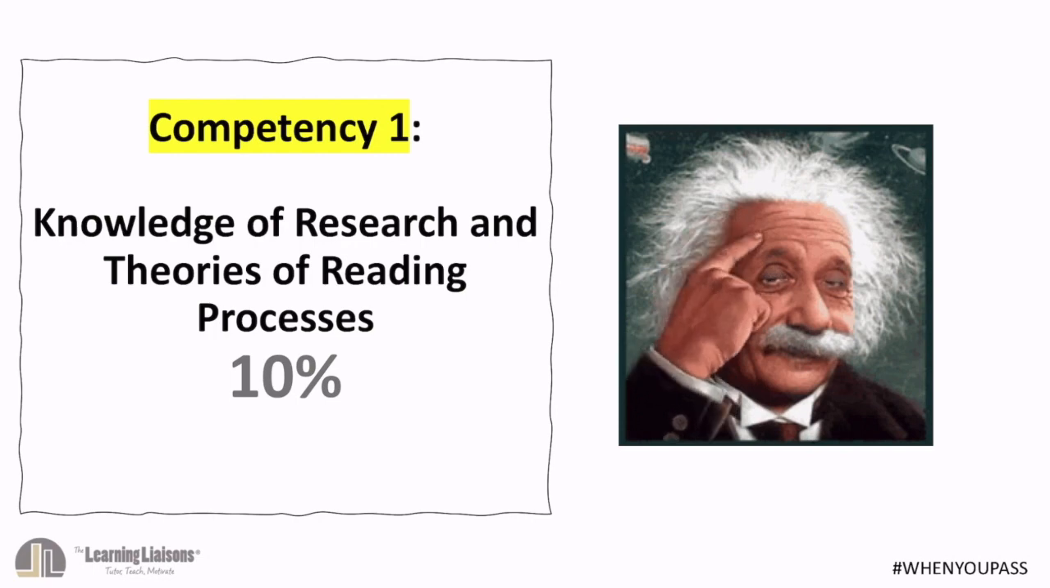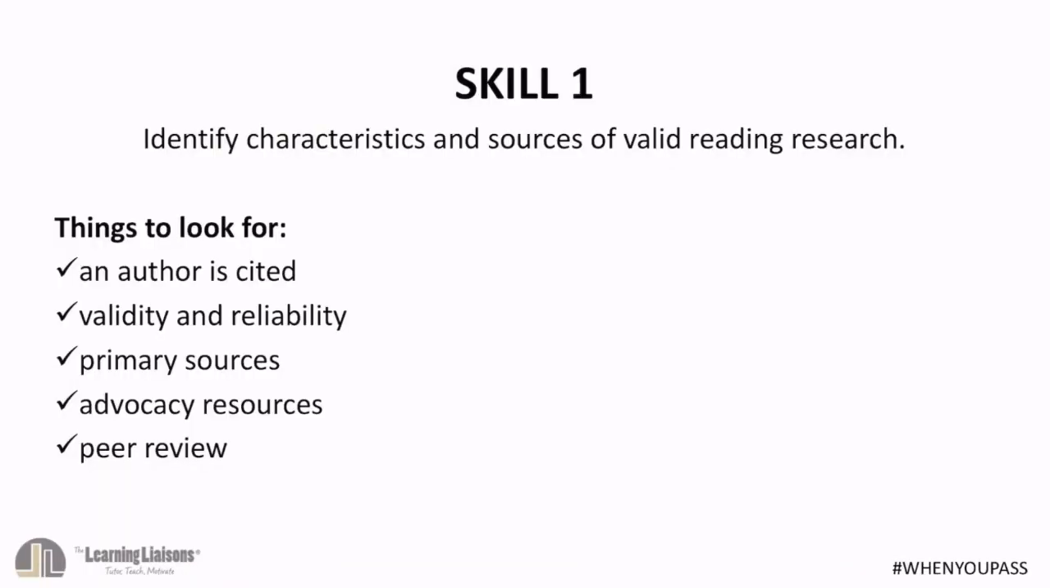Let's go ahead and get started in Competency 1, Knowledge of Research and Theories of Reading Processes. This component of the exam will take up 10% of the entirety of the test, but we will go over everything together. Skill 1 says to identify characteristics and sources of valid reading research. So when we're talking about valid research, our key word there is validity. So let's talk about what validity means when we're talking about research.